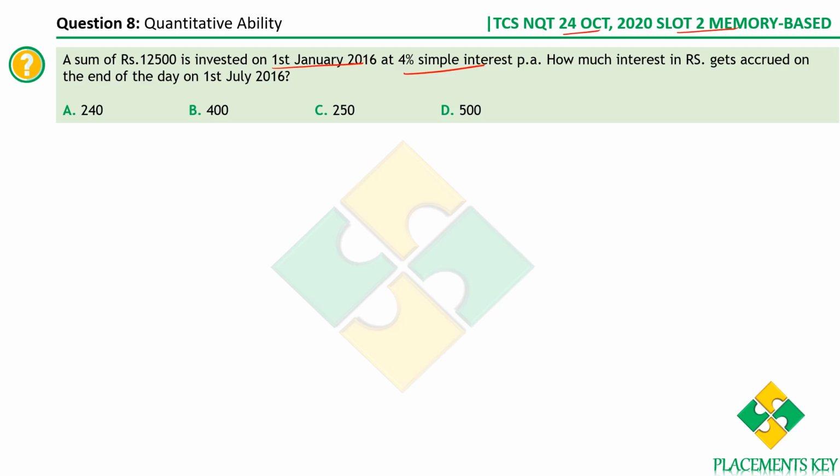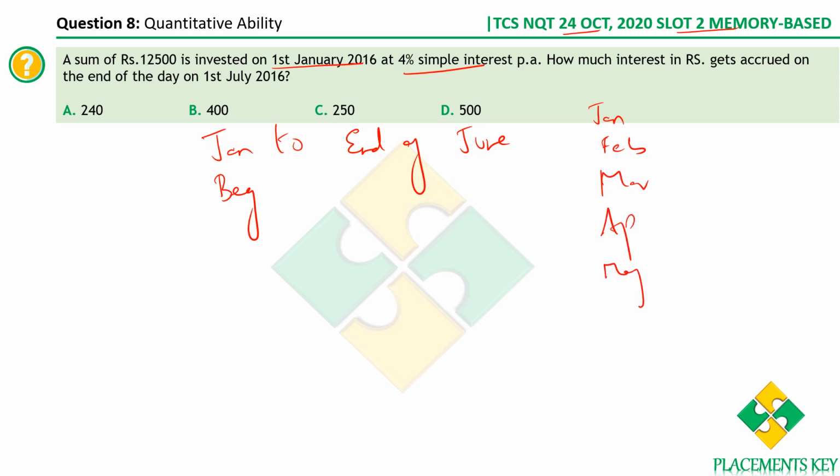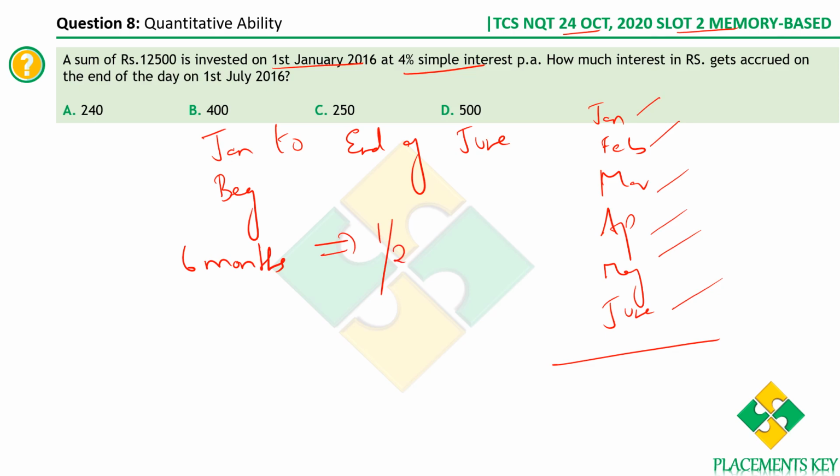So he's invested effectively for how much duration? From the beginning of January to the end of June, or the beginning of July, whatever. So how many months have elapsed? January, February, March, April, May, June. So how many months are there? 1, 2, 3, 4, 5, 6. So he's invested effectively for 6 months, that is half a year.